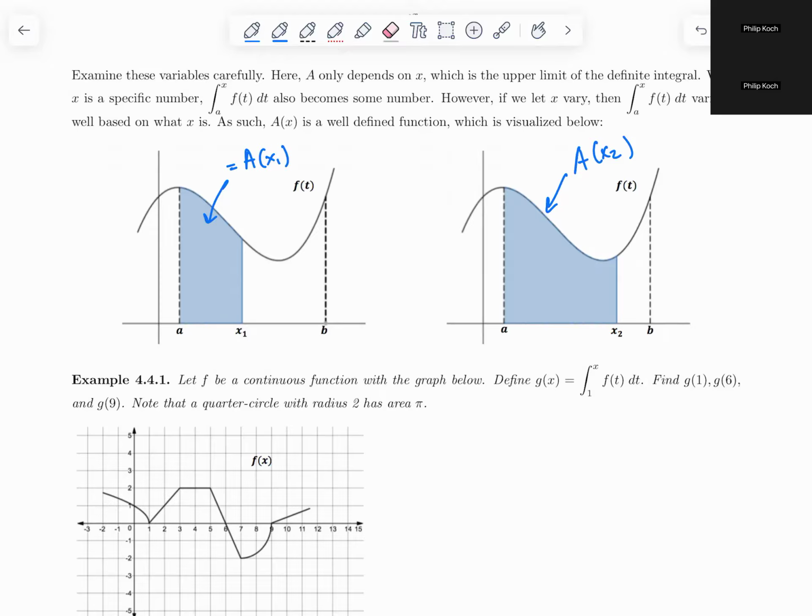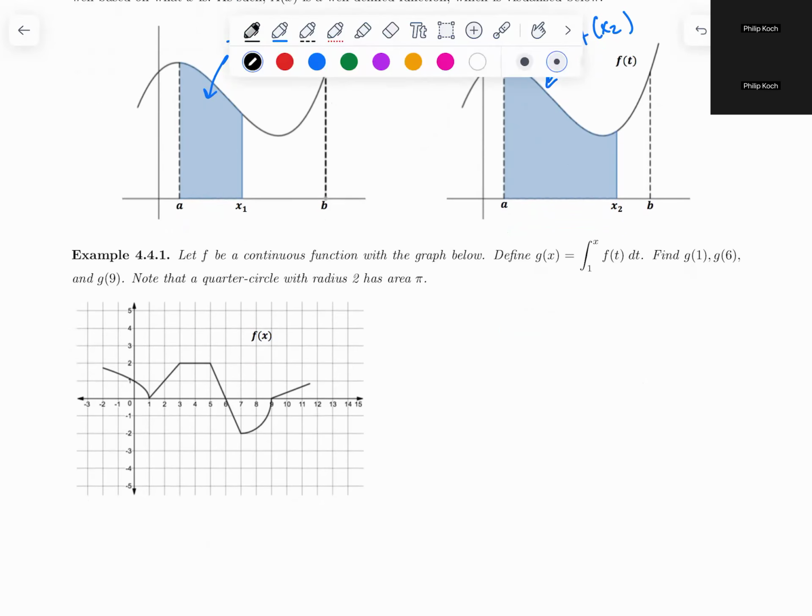Find g of 1, g of 6, and g of 9. It looks intimidating, but remember, all you're doing is plugging in 1 for what x is, or 6 for x. Not for t, not for dt, because those are different variables. So g of 1 is going to equal the integral from 1 to 1 of f of t dt. And what will that equal?